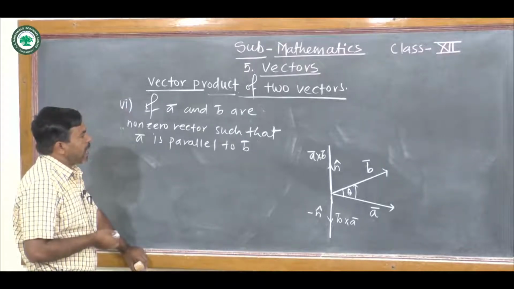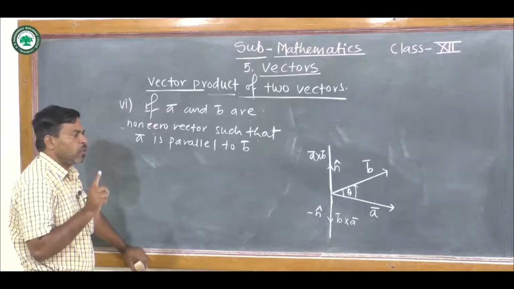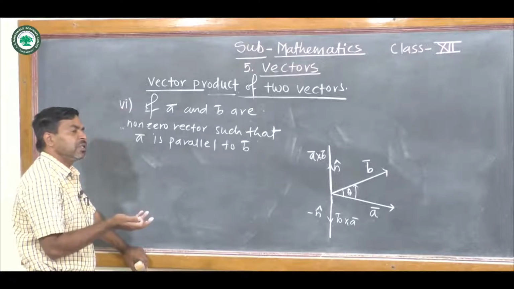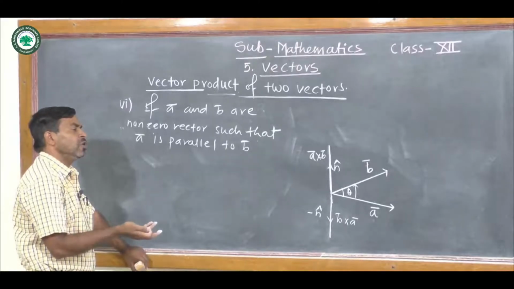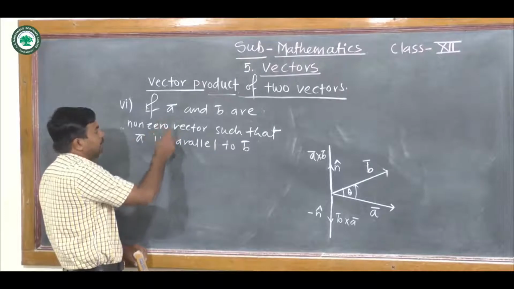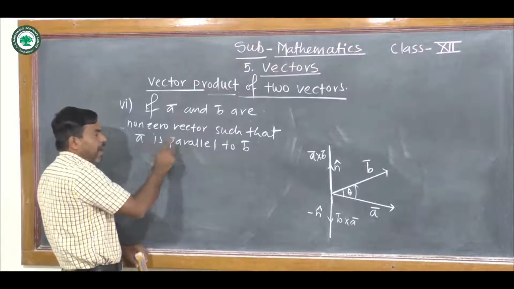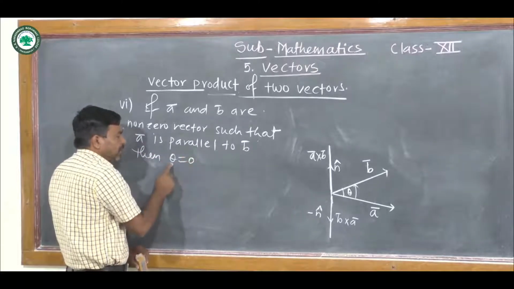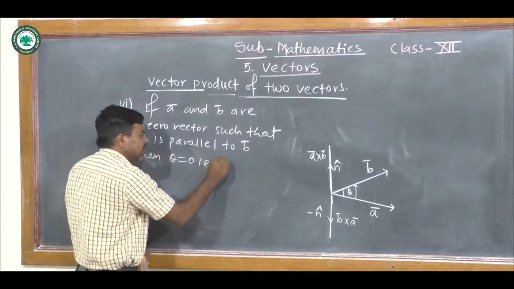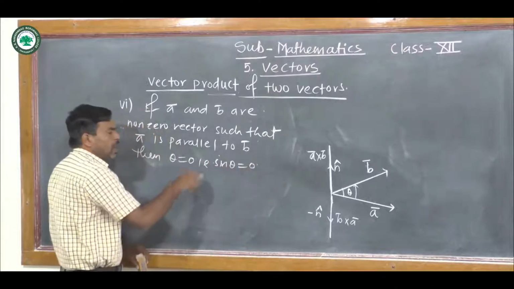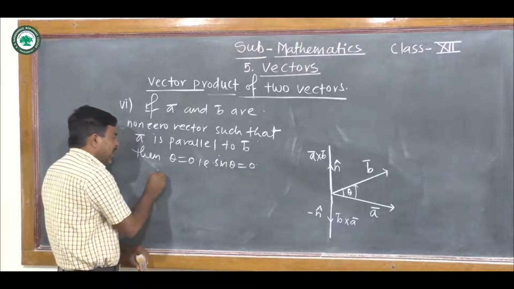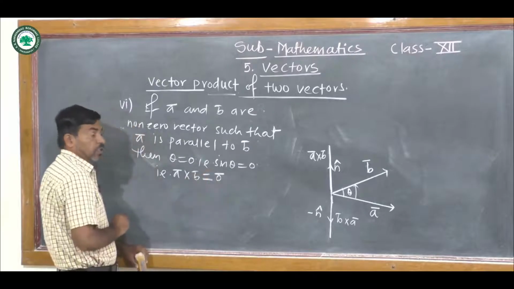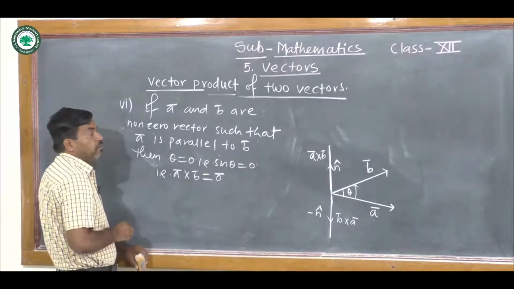So we know that A bar is parallel to B bar means the angle between them is 0, which means theta is equal to 0. So sin theta becomes sin 0, which is 0. Theta is equal to 0 means sin theta is equal to 0 because sin 0 is 0. Now sin theta is equal to 0 means A bar cross B bar is the 0 vector. Not 0, it is the 0 vector.